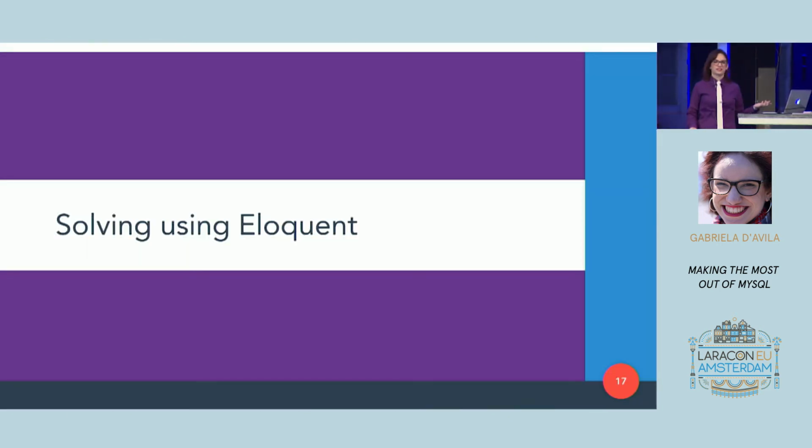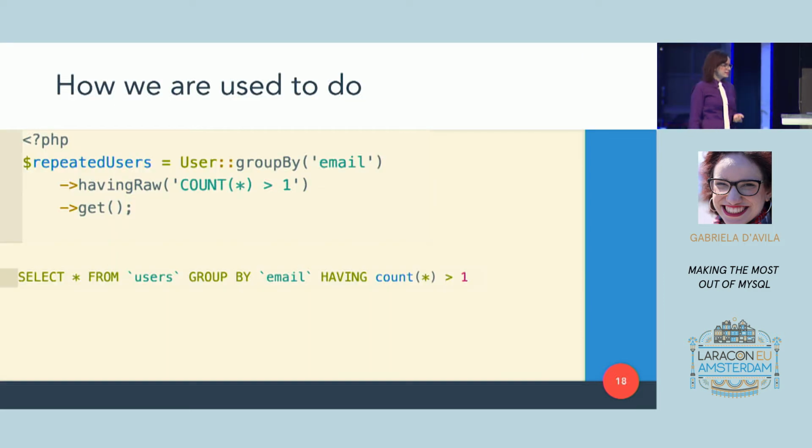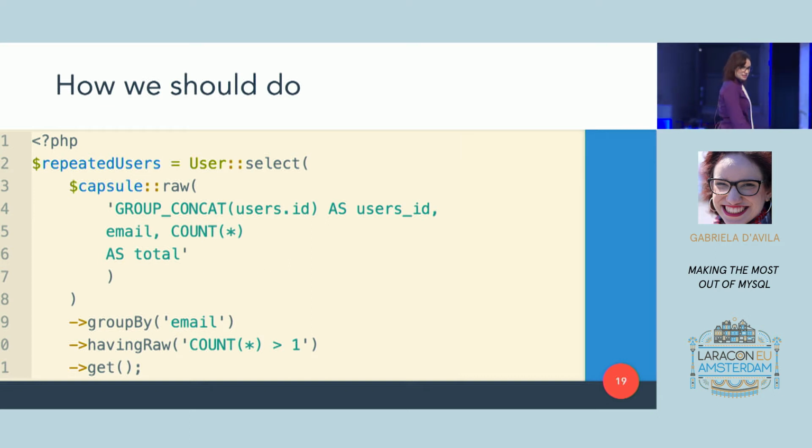Now, how do we solve that using Eloquent? Because this is a Laravel conference, so I want to solve that. This is the same query you use to get the duplicated emails. I translated it into SQL down. So I'm getting everything from the users table, grouping by email, where the count of all the rows that I group by is higher than one. And it gets like this.